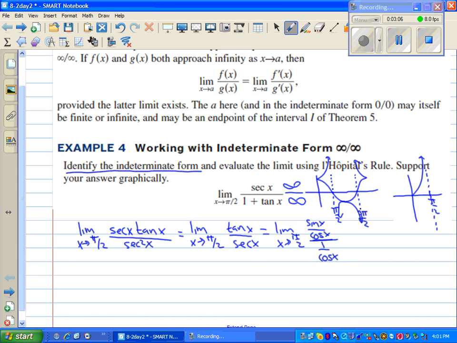So we have a complex fraction. If we multiply the top and bottom by cosine, it reduces to just sine. So we have the limit as x approaches pi over 2 of simply sine of x. And now we can actually plug pi over 2 in. Sine of pi over 2 is 1. The answer is 1.